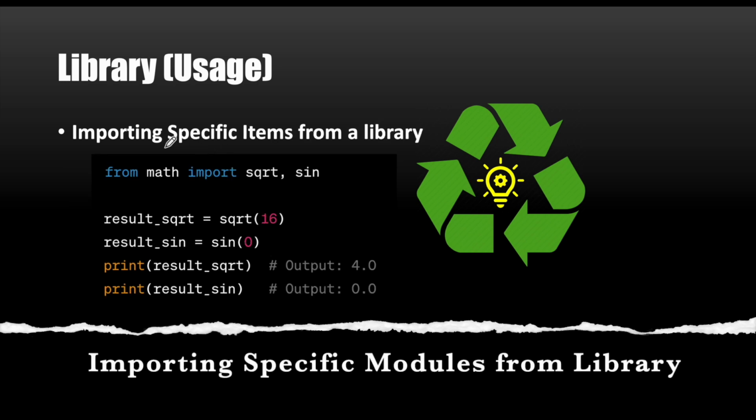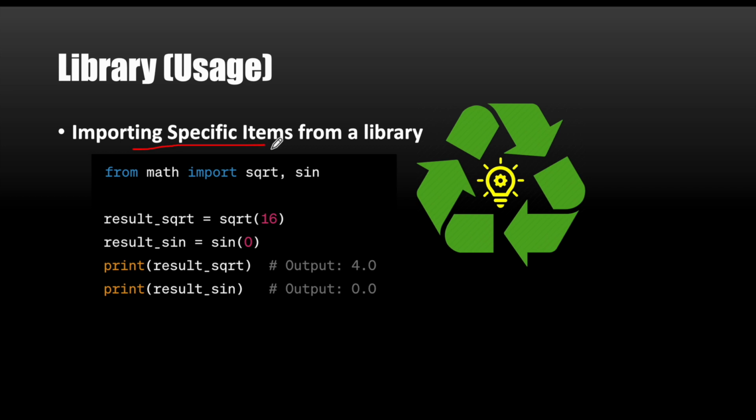If you want to import only specific items, not the entire library, you can import specific modules. So for example, I'm saying import only sqrt and sin from the math library. So then these are imported and then I can say square root of 16 and sine of 0 is how much, and I get the relevant output.